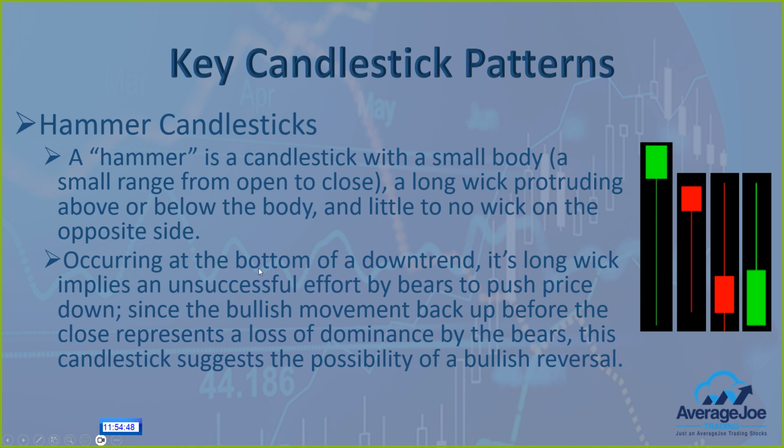So if you have a hammer like this occurring at the bottom of a downtrend, it's long wick. Remember, it tells us that the bears that were selling off ran out of steam and it gets bought aggressively back up. To me, this is telling me that somebody artificially brought it down so they could start filling the rest of these orders. But again, you don't know for sure. You really don't. We're just kind of guessing unless you're sitting next to the person that does it.